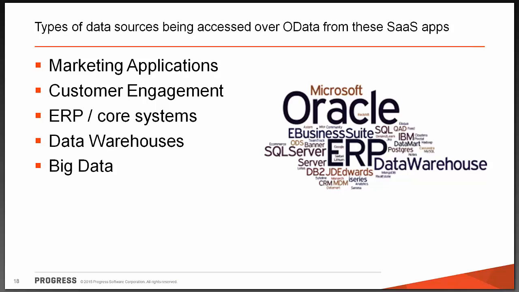Then obviously data warehouses and big data. On the same vein, there's just vast amounts of data. It just doesn't make sense to copy it all into the cloud. So these external data strategies are letting SaaS vendors just access the data they need, but have access to all of it. So if you have terabytes of data, you might just need a little bit of it. You can access it in real time over these external data strategies built on OData.